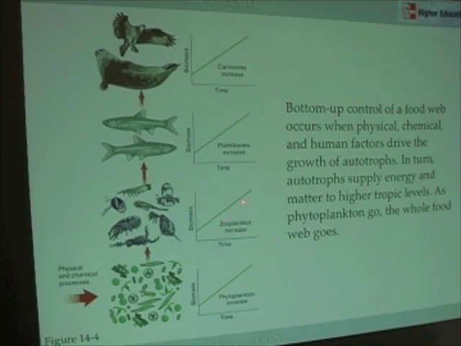As the zooplankton increase in numbers and biomass, so too the things that eat the zooplankton, the planktivores, increase in numbers and biomass. And when the planktivores are growing and their biomass is increasing, so too then do the carnivores, the things that eat them, grow and increase in biomass. So here's an example of bottom-up control.